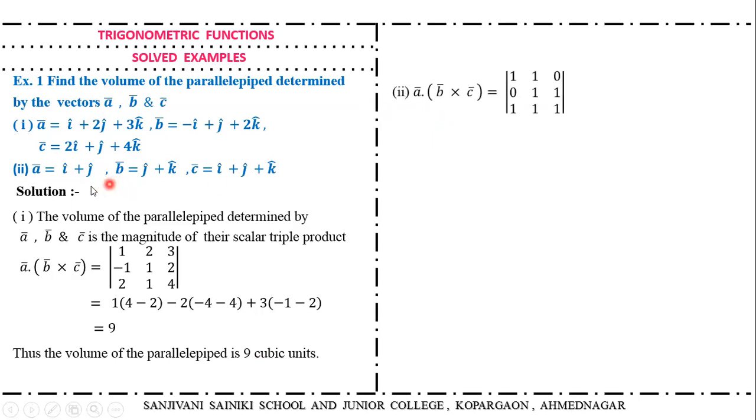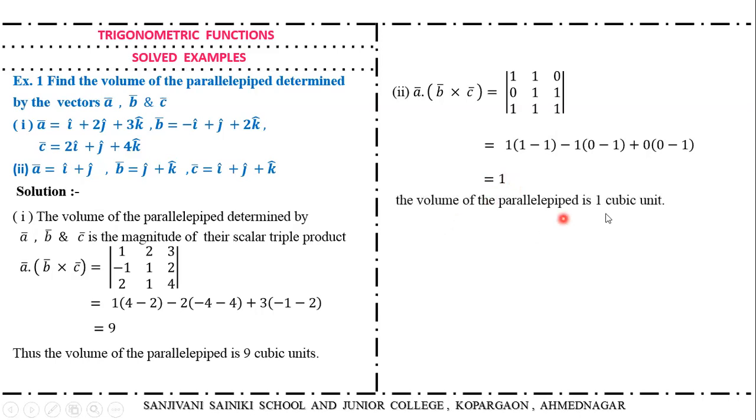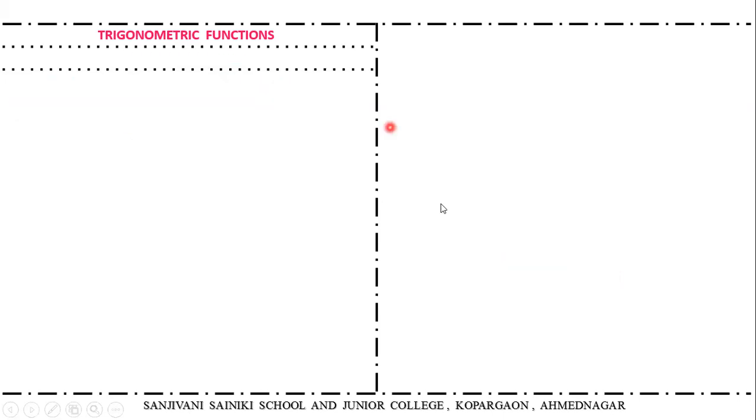Similarly, you can solve the second example. A bar is given, B bar is given and C bar is given. So you can find A bar dot B bar cross C bar. Simplify it, you will get 1. That means the volume of the parallelepiped is 1 cubic unit.